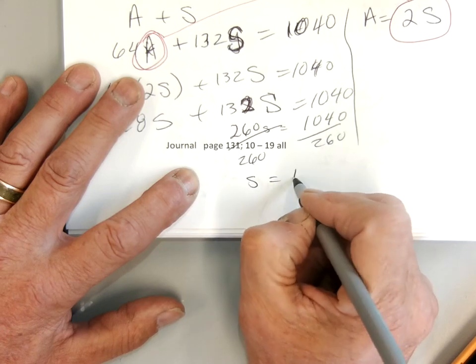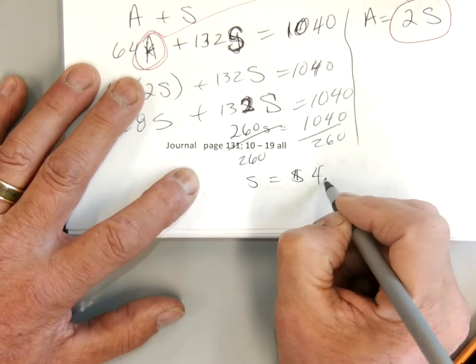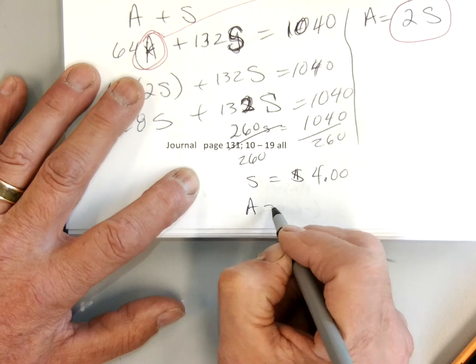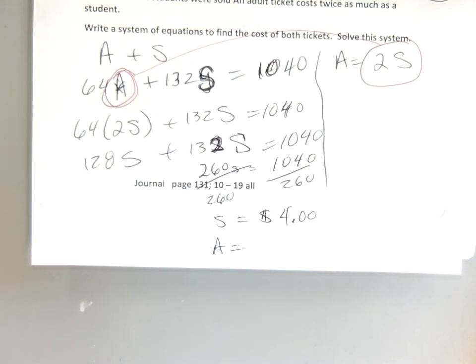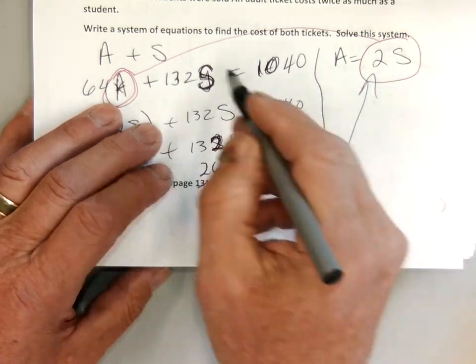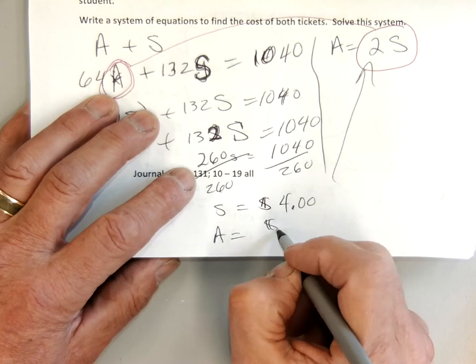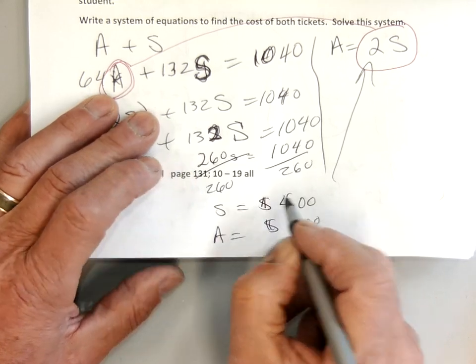So that means student tickets are $4, right? What about adult tickets? Twice as much, right? You could substitute it in, but you know they're twice as much. So $8. All right, you guys are so smart.